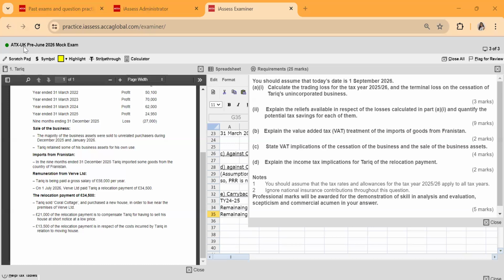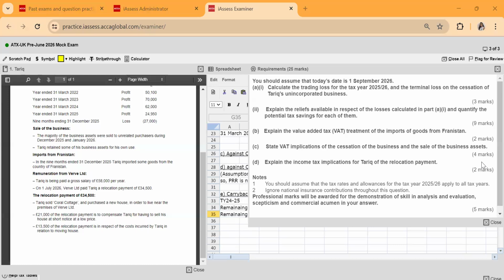Done. So this is only for 4 marks, and your 1 mark is obtained here. What if he fails to do so? Then what will be the applicable penalty? If Tariq does not inform HMRC about the cessation, then he would be liable to pay a penalty on the same.